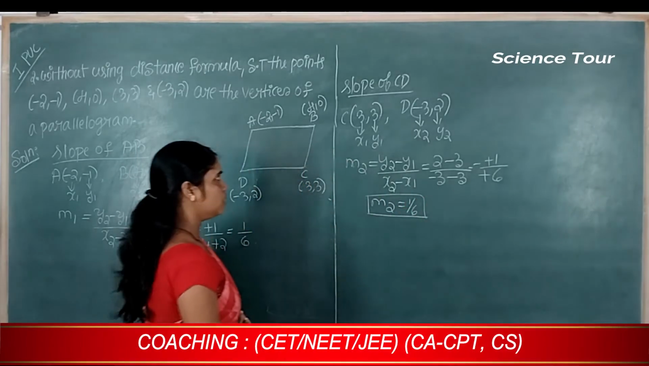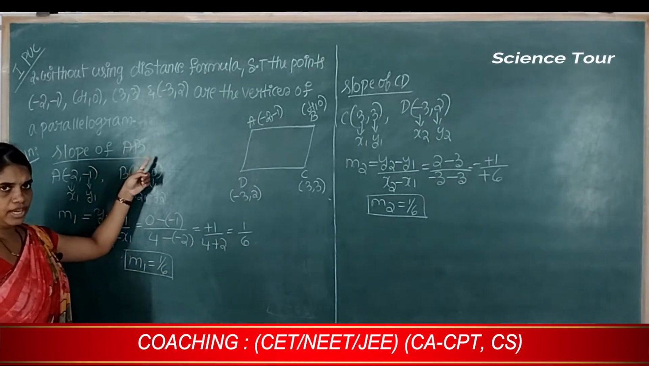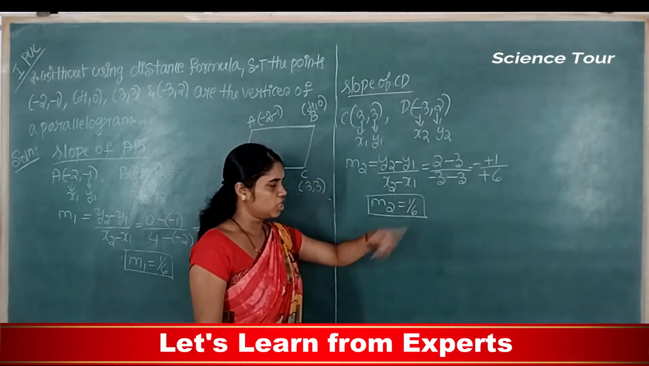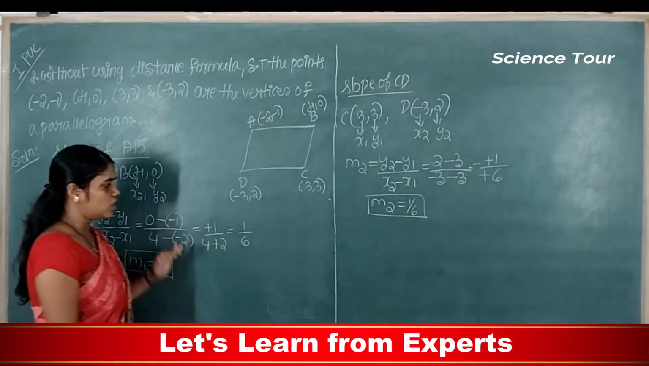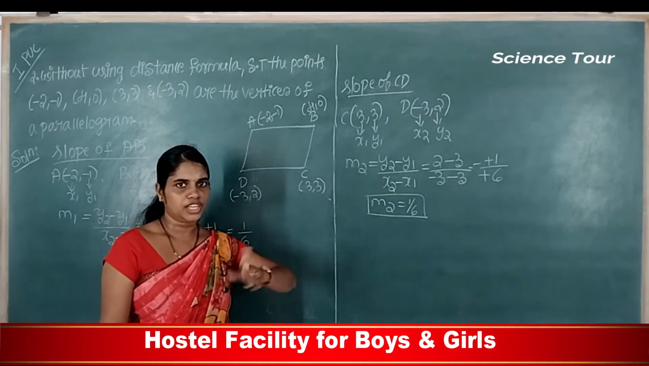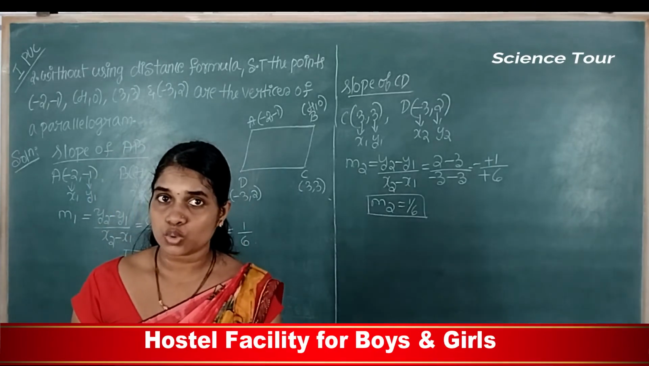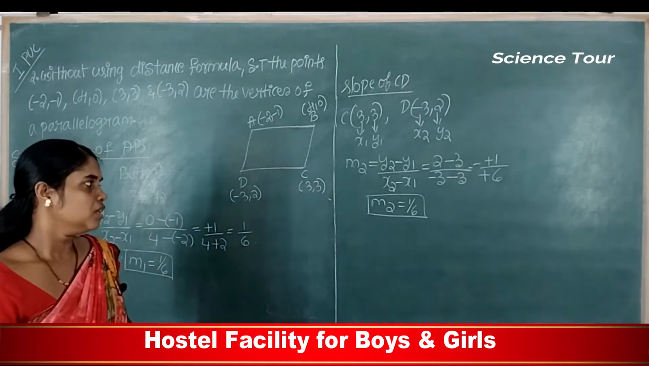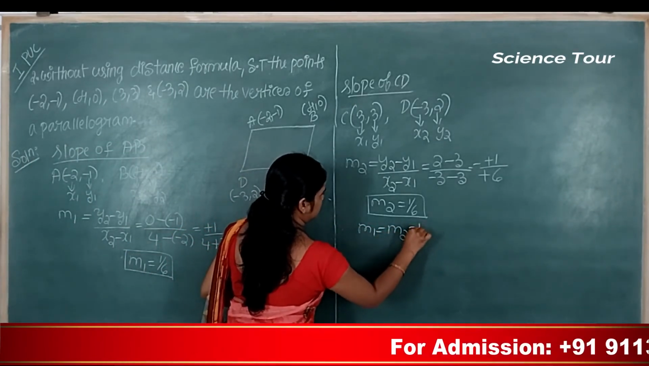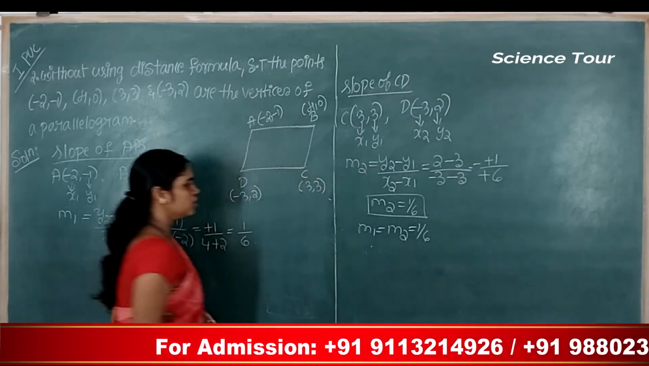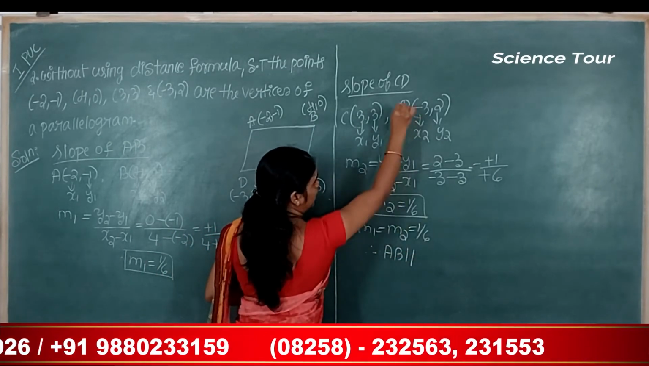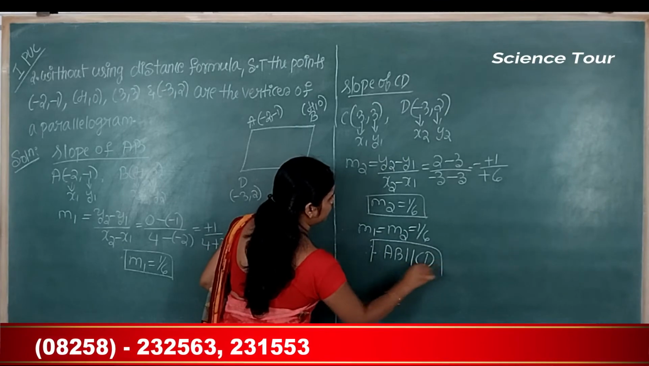Yes, see students, m1 is nothing but slope of AB, that is equal to 1 by 6. m2 is nothing but slope of CD, that is also equal to 1 by 6. Can you observe here, slope of AB and slope of CD both are equal? So if the slopes of any two lines are equal, that means those two lines are parallel, isn't it? So therefore can I say m1 is equal to m2 is equal to 1 by 6. So therefore I can say the line AB is parallel to the line CD. So one proof proved.